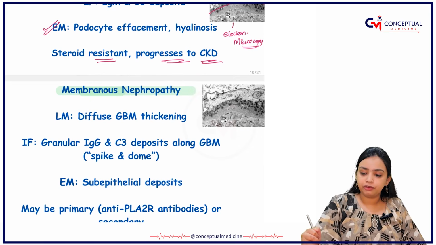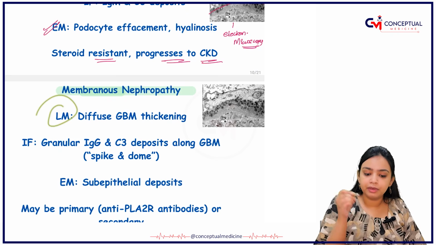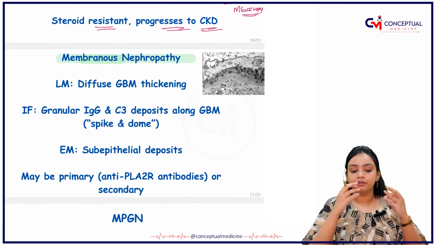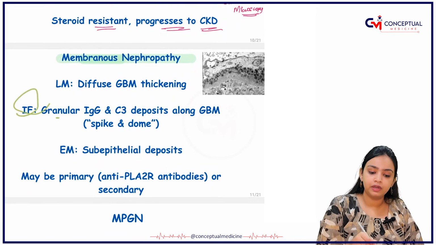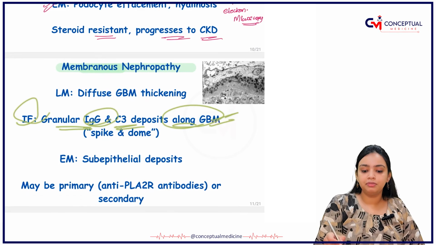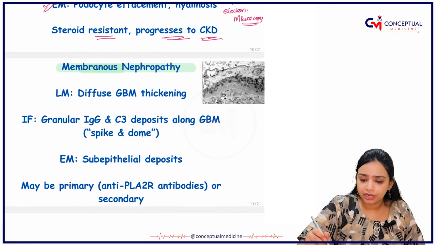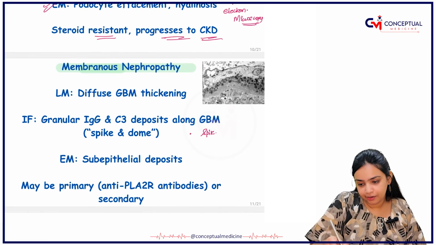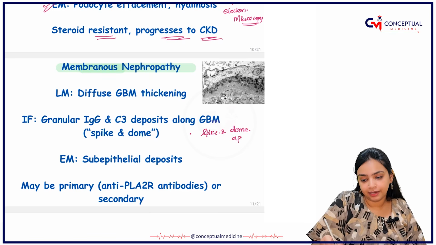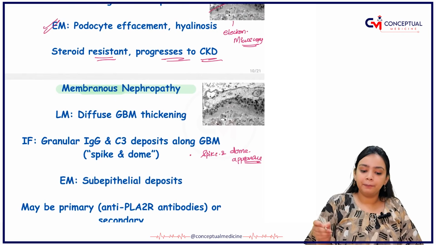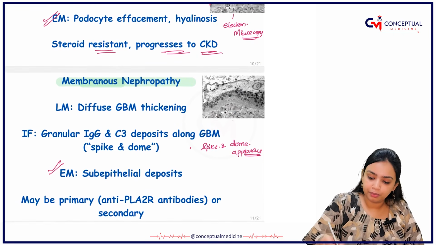In membranous nephropathy, in the light microscopy, you will be able to see the diffuse glomerular thickening. The glomerular layer will be thickened. In the immunofluorescence, there will be granular IgG and C3 deposits along the GBM. You will be able to appreciate a very characteristic spike and dome appearance.